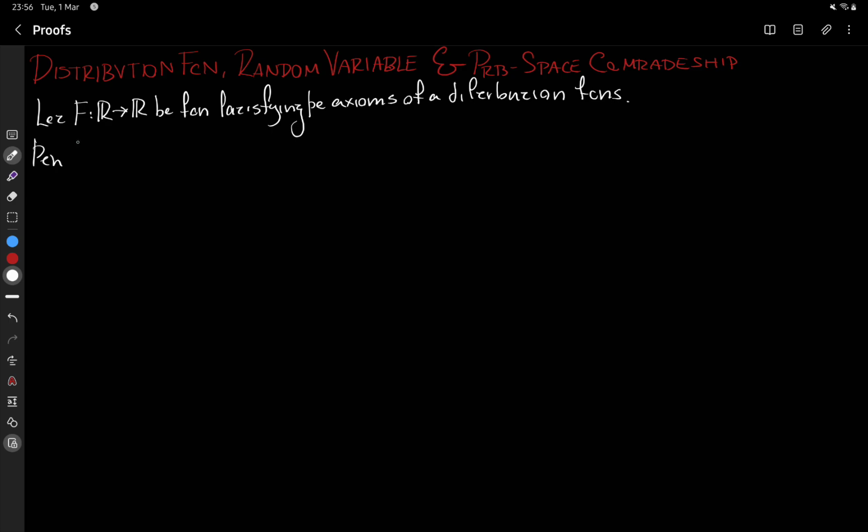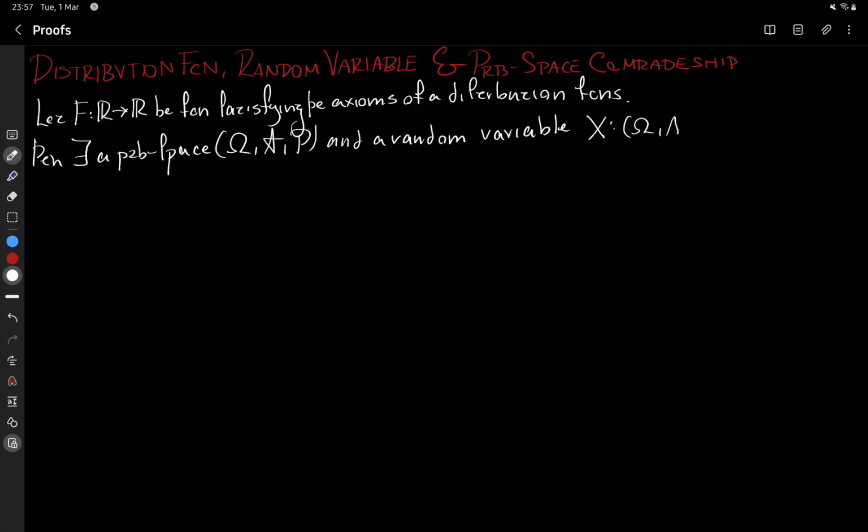Then there exists a probability space (Omega, script A, P) and a random variable X which maps Omega, script A into the set of the real numbers and the Borel sets on the real numbers, such that F is actually equal to the distribution function of the random variable X. Right. The proof is very simple.